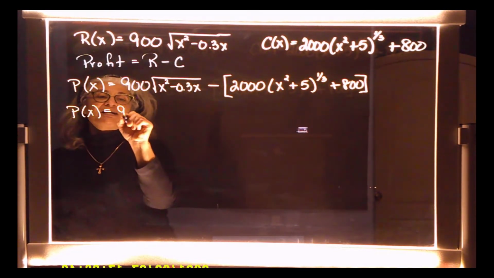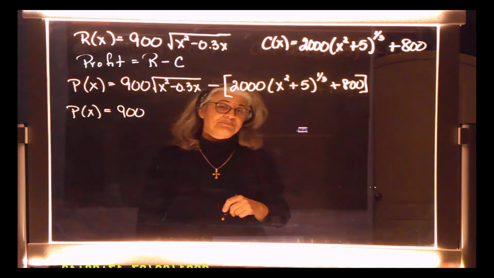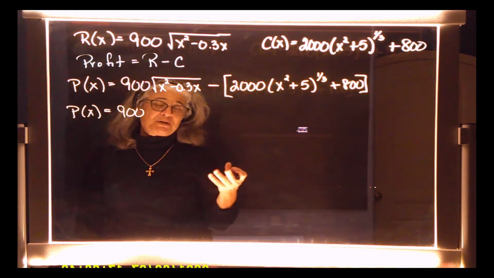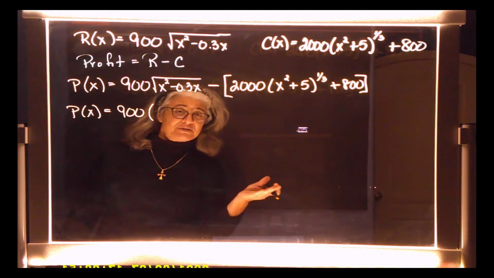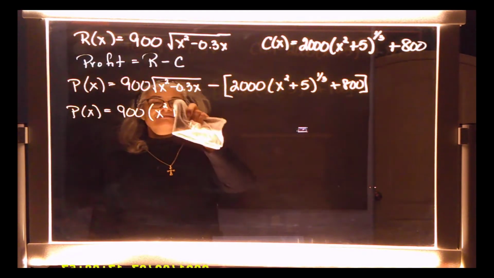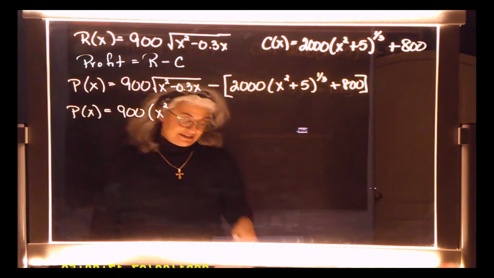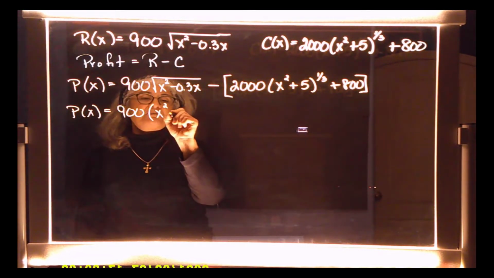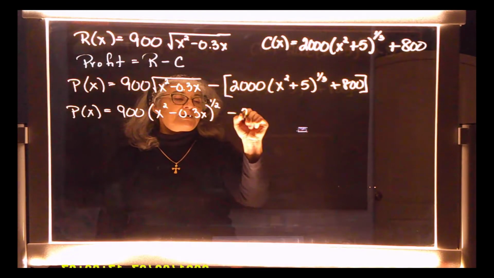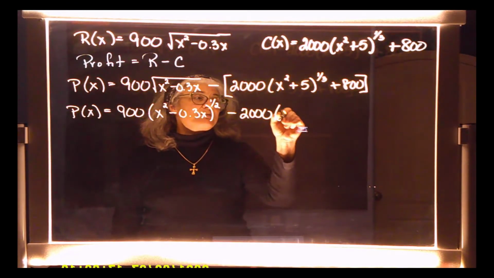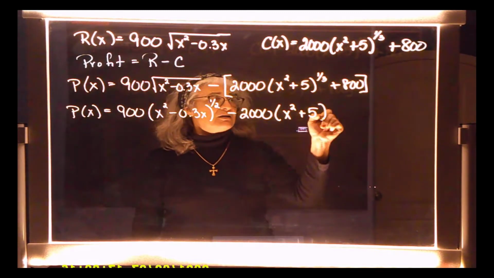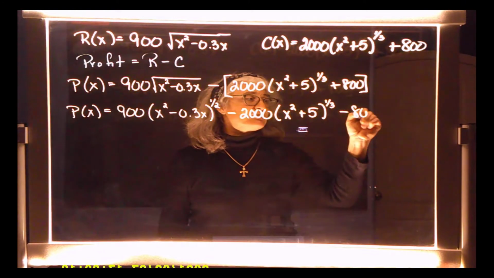So do you mind if I change that square root? I want to change it to a power because we know we have to find the derivative, and I'd rather the square root be a power because I don't know how to find the derivative if it's not a power. So, x squared minus 0.3x raised to the 1/2 power, minus 2,000 times the parentheses of x squared plus 5 to the 1/3, minus the 800.